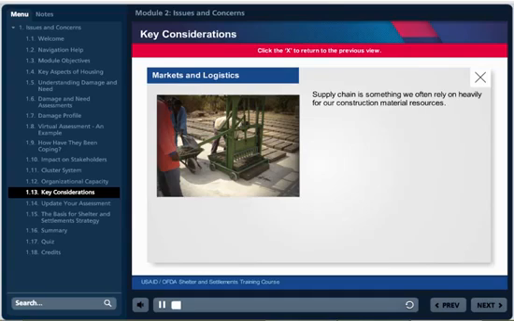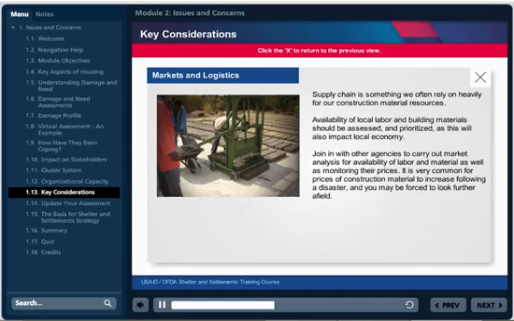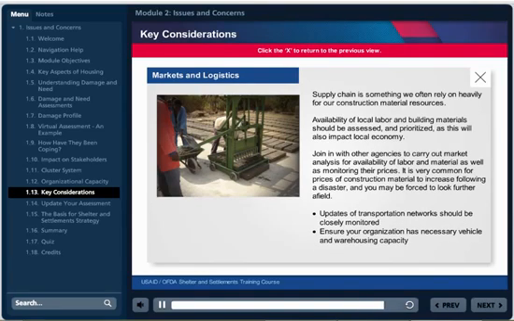Supply chain is something we often rely on heavily for our construction material resources. As such, it is important to understand how the market and logistics have been impacted by the disaster. Availability of local labor and building materials should be assessed and prioritized, as this will also impact local economy. Join in with other agencies to carry out market analysis for availability of labor and material, as well as monitoring their prices. It is very common for prices of construction material to increase following a disaster, and you may be forced to look further afield. Updates of transportation networks should be closely monitored, and ensure your organization has necessary vehicle and warehousing capacity for the shelter intervention being planned.